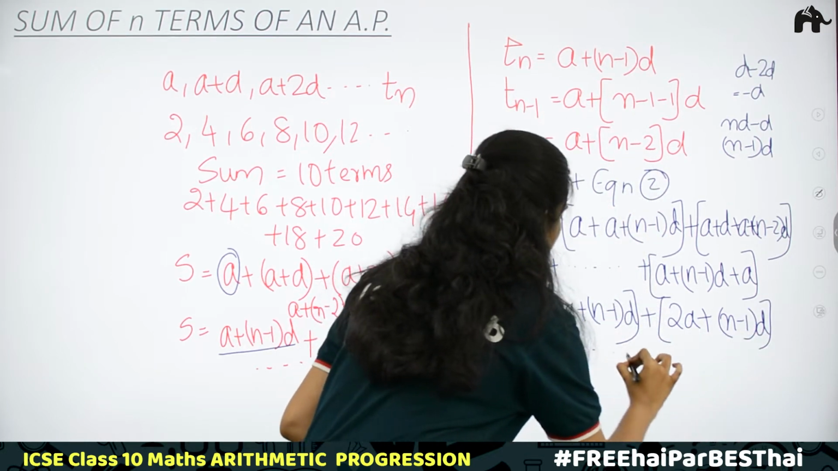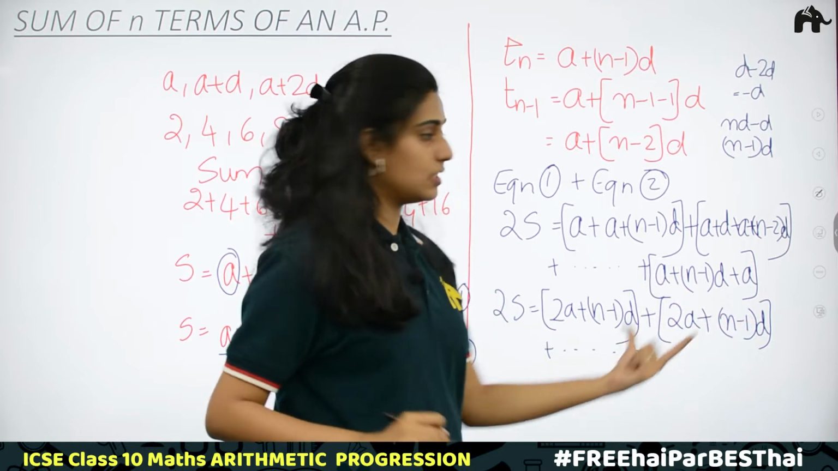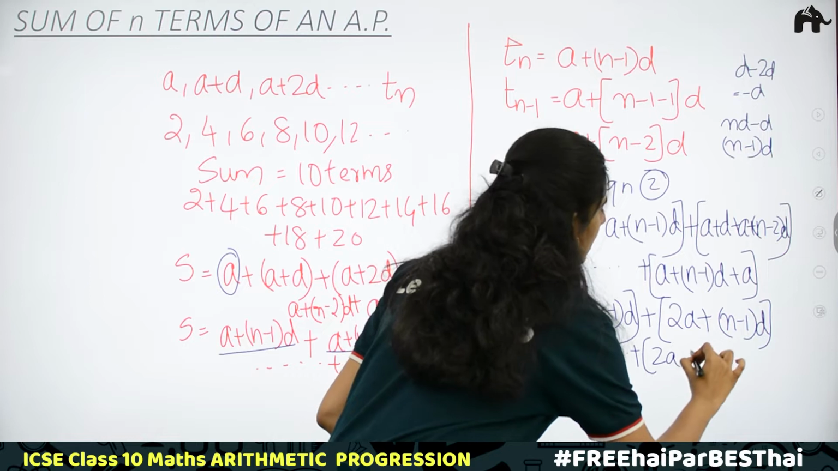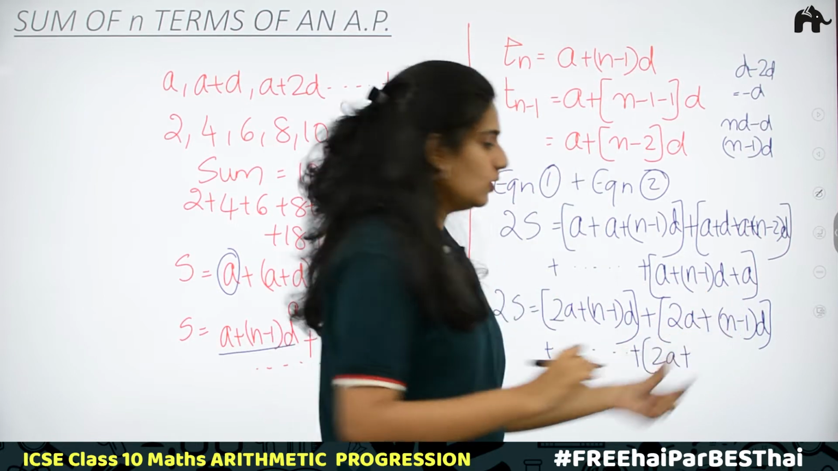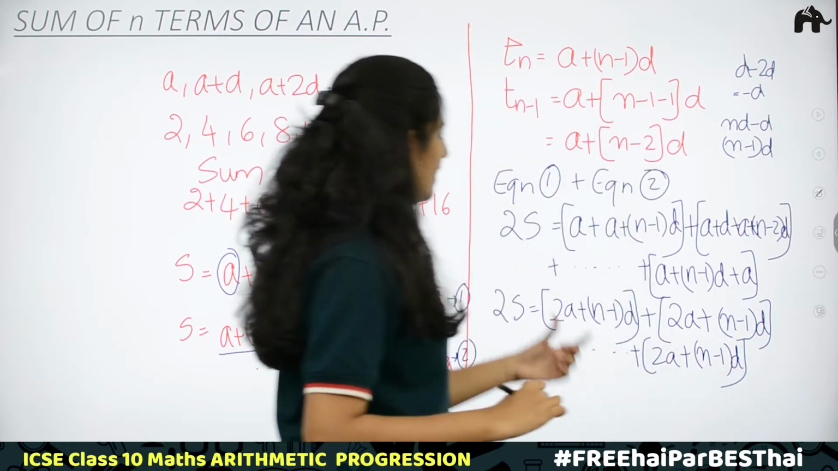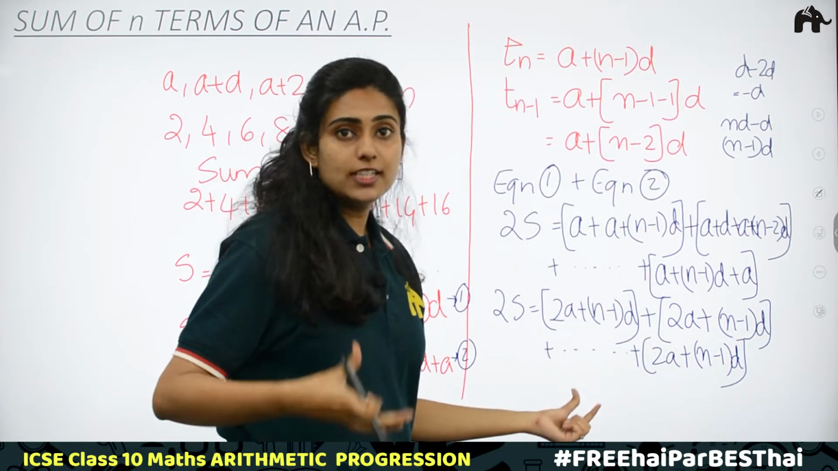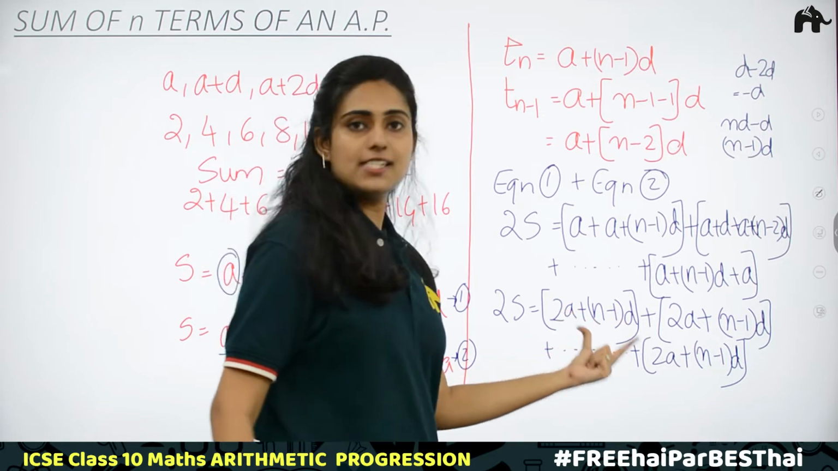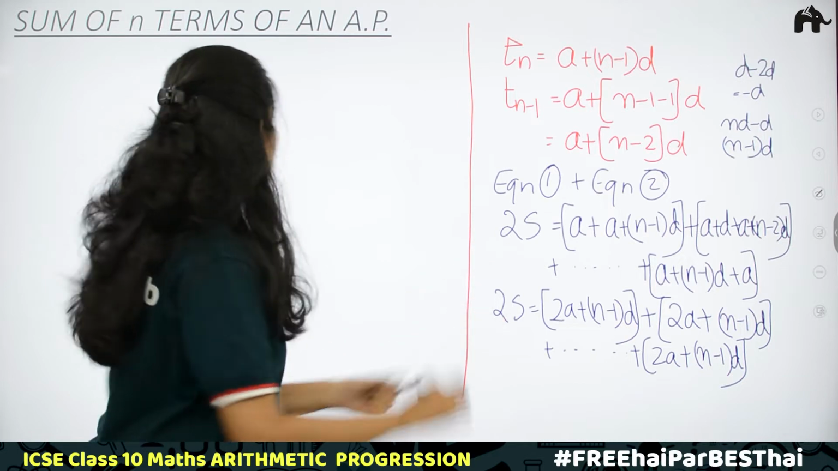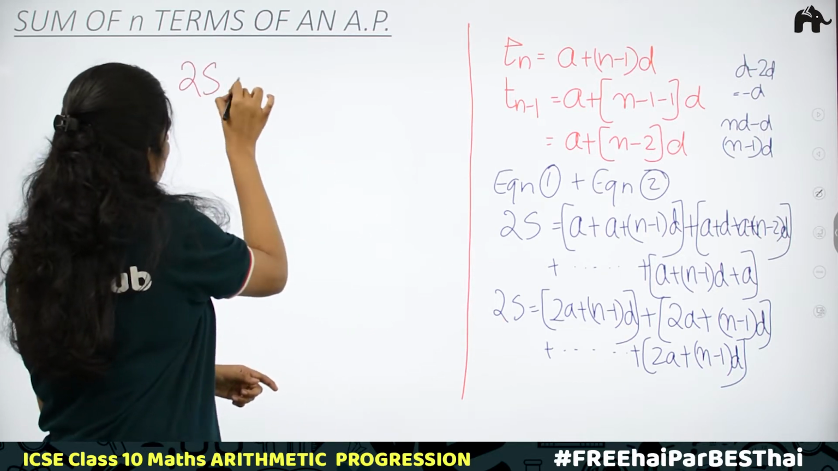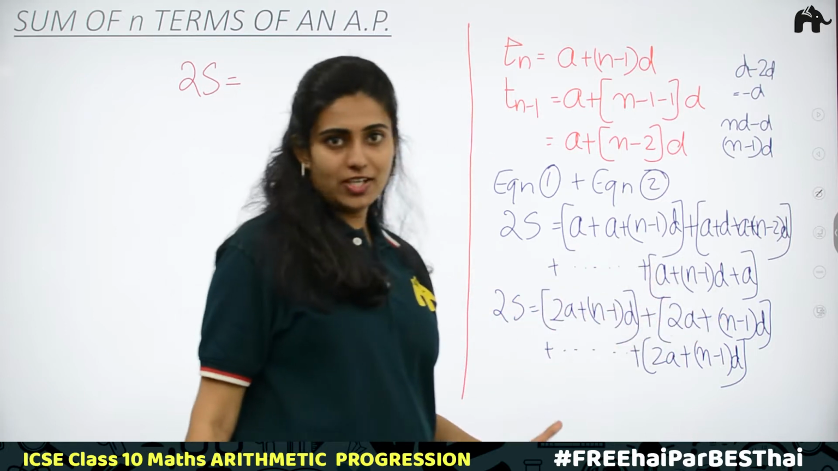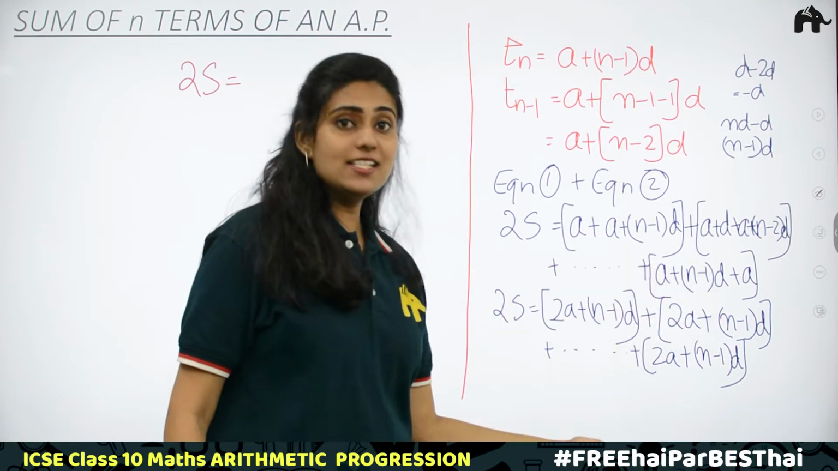Plus etc. up to, let us see with the nth term. Here we have a plus a, which is 2a plus (n minus 1) into d. When you take the sum of the third term, fourth term, fifth term, any terms, you will be getting the same thing, 2a plus (n minus 1) into d. Here, in the left hand side, we have 2S, which is equal to 2a plus (n minus 1) into d, 2a plus (n minus 1) into d. How many terms are there? n such terms are there.